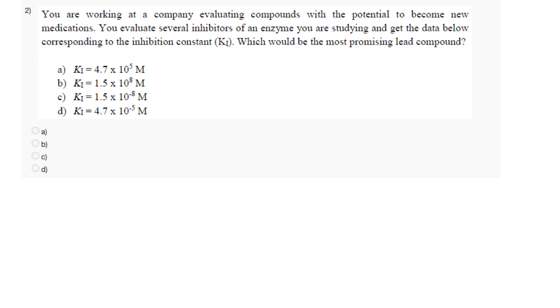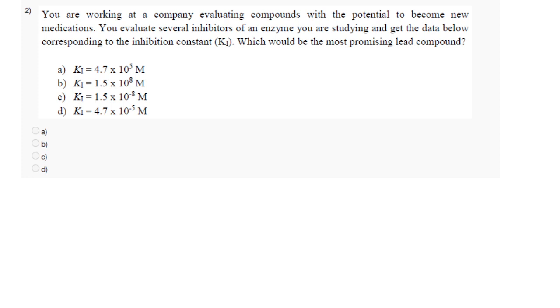The next question: you are working at a company evaluating compounds with the potential to become new medications. You evaluate several inhibitors of an enzyme you are studying and get the data below corresponding to the inhibition constant Ki. Which would be the most promising lead compound? Basically, if you have a Ki value for different inhibitors of the enzyme, which will be the best inhibitor? That compound will be the lead compound. So here the Ki value is given.